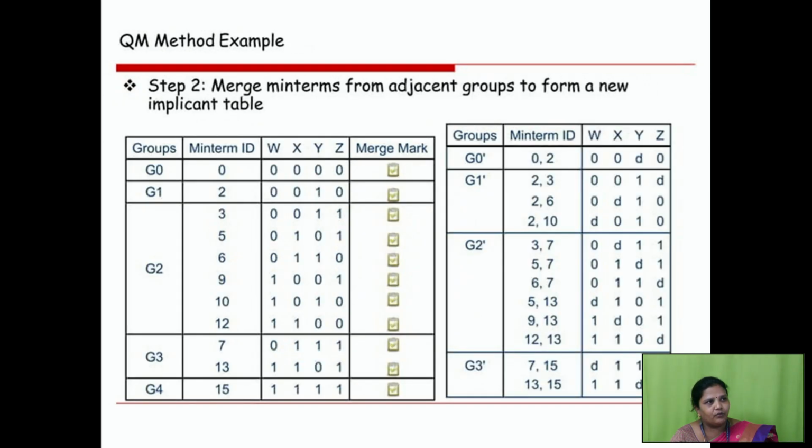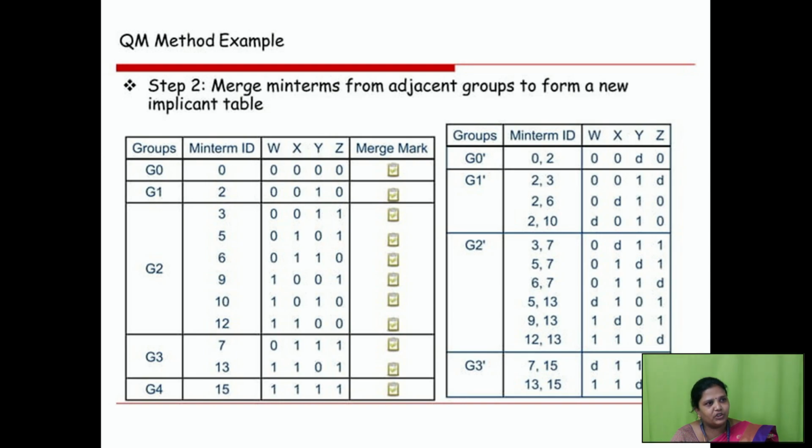Then next we have to check 0 and 2. As usual, you check with your 0 and 2. What is that? In the third position, the bit is changing. We can make it a dash or don't care. So 0, 0, dash, 0. The next, you check with your 2, 3. If you go with 2, 3, here the fourth position is changing. We can put 0, 0, 1, dash. Likewise, we have to make it as a group. So G1, what are the groups we have? 2, 3 and 2, 6 and 2, 10. Here only one bit is changing.